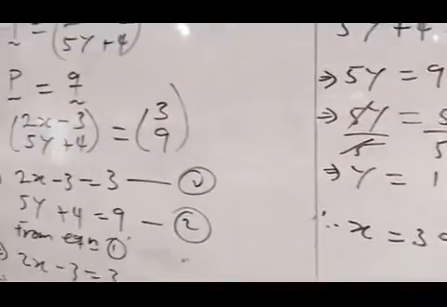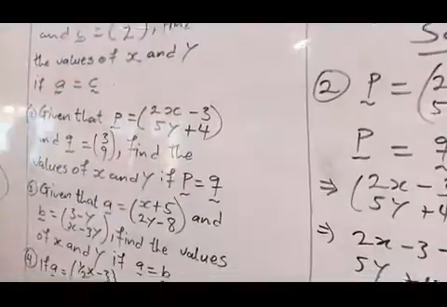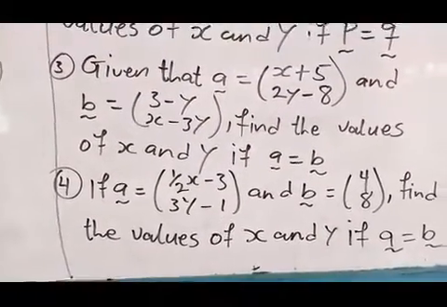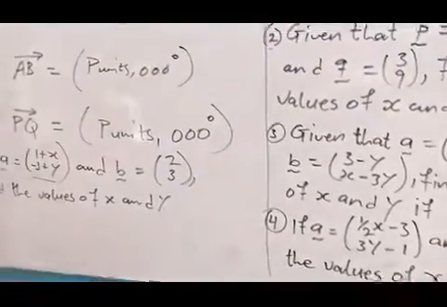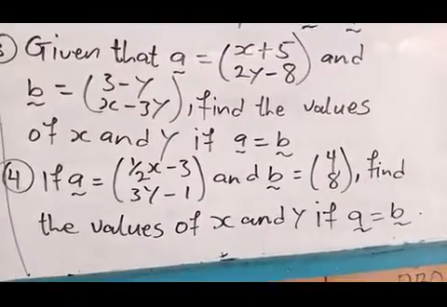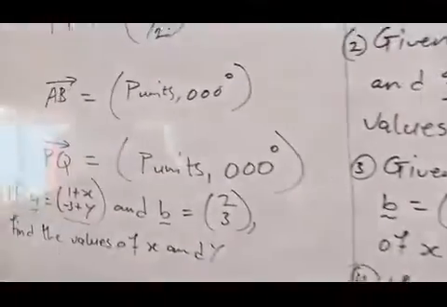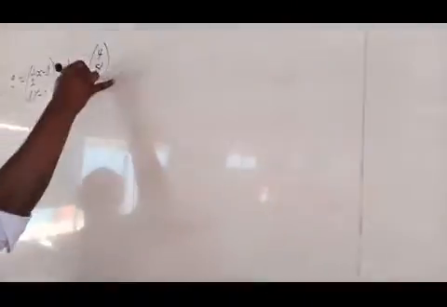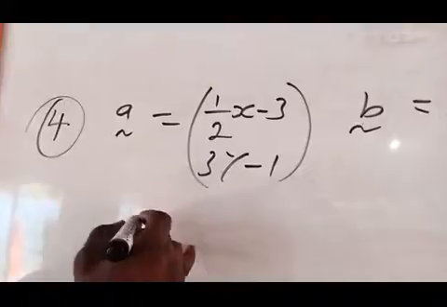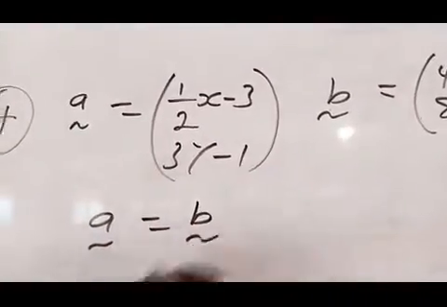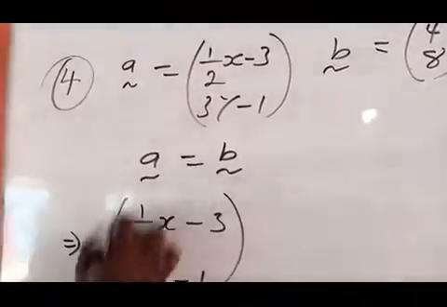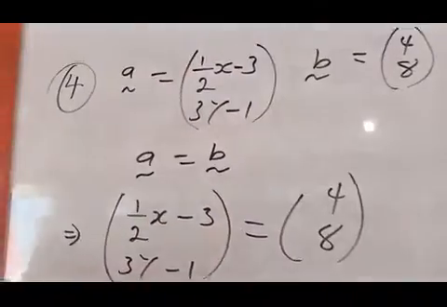Alright, so question 4. Question 4 says a is equal to (1/2 x - 3, 3y - 1), and then b is equal to (4, 8). We have been told that a is equal to b, and we have to find x and y. So we say that vector a is equal to vector b, and that implies (1/2 x - 3, 3y - 1) is equal to (4, 8).